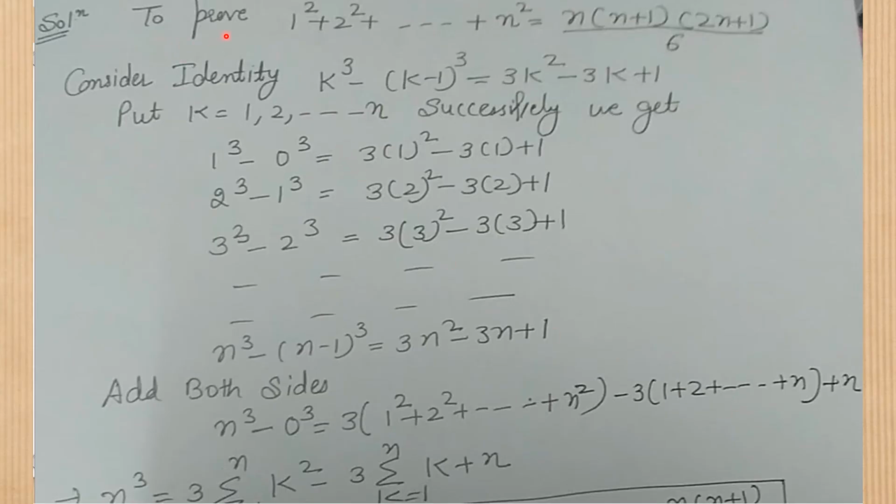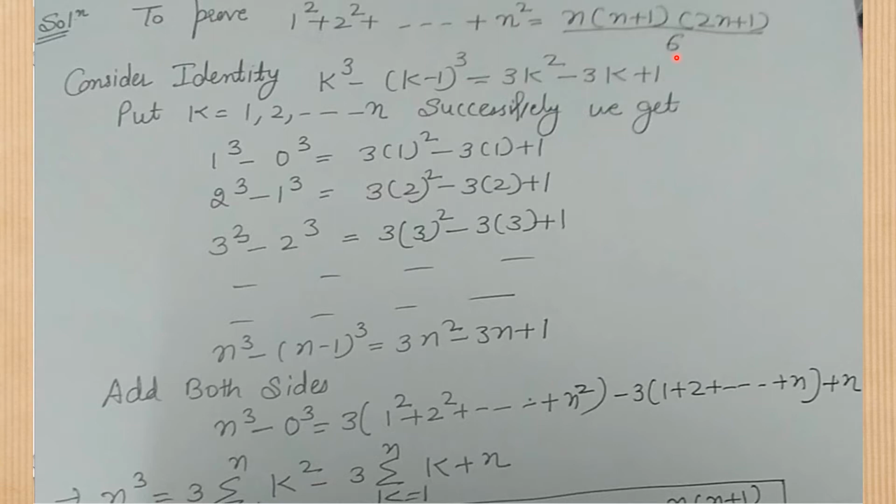Second is to find the sum of squares of n natural numbers. Like we did the sum of the first n natural numbers, this is the squares of the first n natural numbers, like 1 square plus 2 square, and so on up to n square, and it is given by n times n plus 1 into 2n plus 1 divided by 6. Let us see how it is proved.